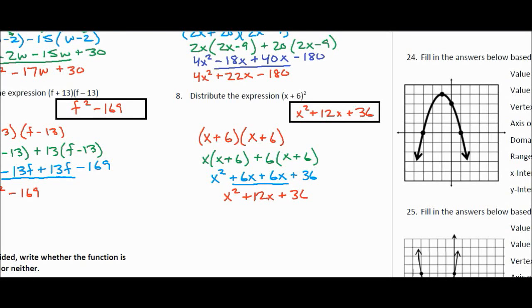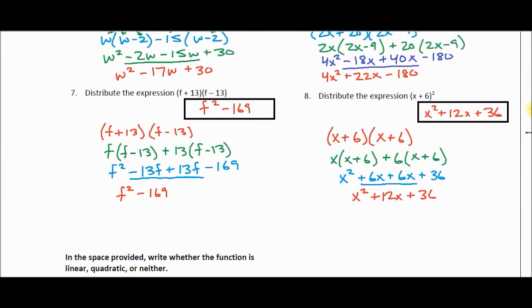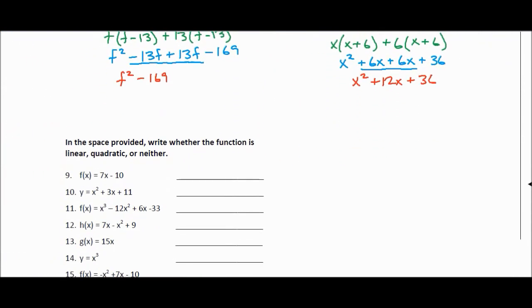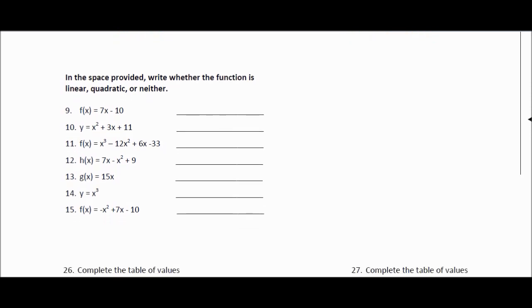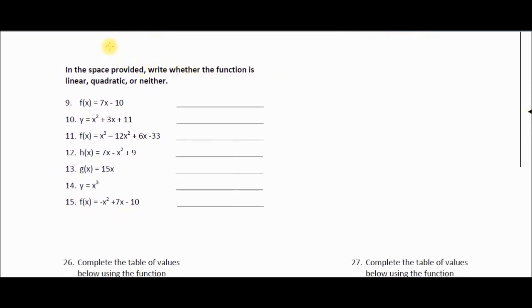We left off at question number 8 on the last video, so now we will continue to move on to question number, I think it's going to be number 9. Let's see how it's numbered. Yep, numbers 9 through 15. In the space provided, write whether the function is linear, quadratic, or neither.